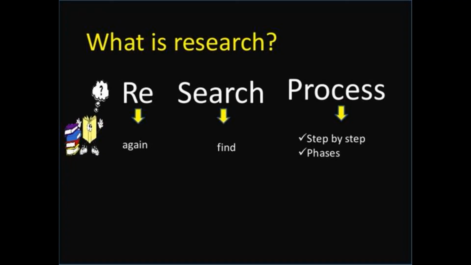The word can be split up into two parts, that is re and search. So it means research is done again and again. It is a search, that is finding out the truth, and it is a process, that is a scientific process which has to be carried out step by step and in phases.